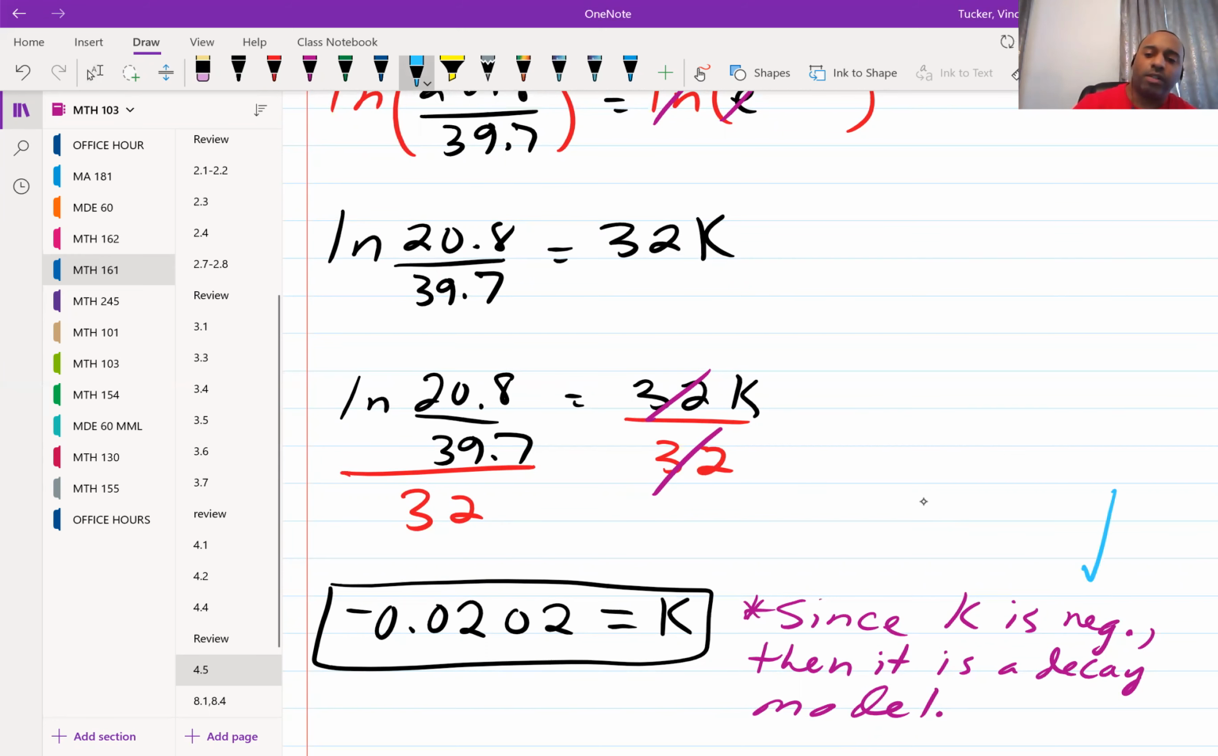And then just a note, since K is negative, that means that we have a decay model. Remember, if K is positive, that's growth. If it's negative, that means it's decay or decreases. Growth means it's increasing. Decay means it's decreasing. Remember, our population went from 39.7 down to 20.8.